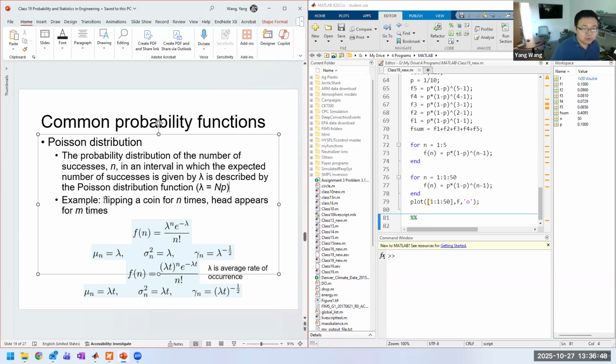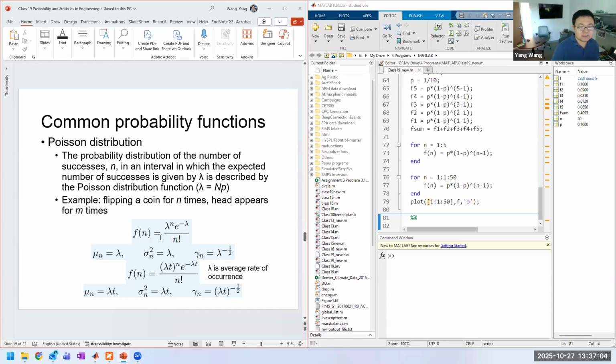Another example can be flipping a coin n times. We want to count how many times the head appears, I mean, the probability of the head appearing m times. That also follows the Poisson distribution.